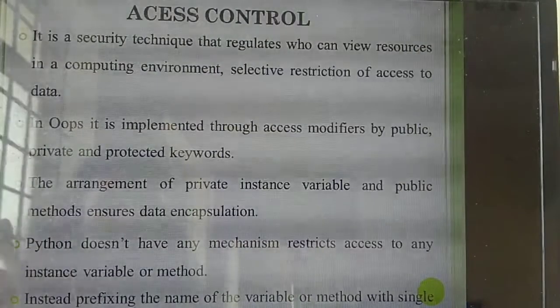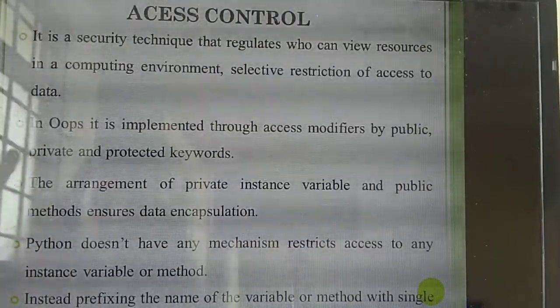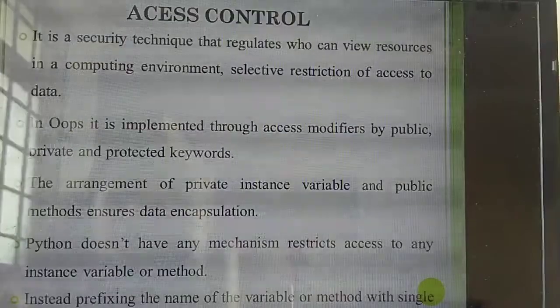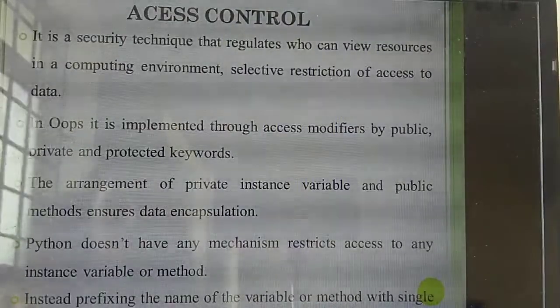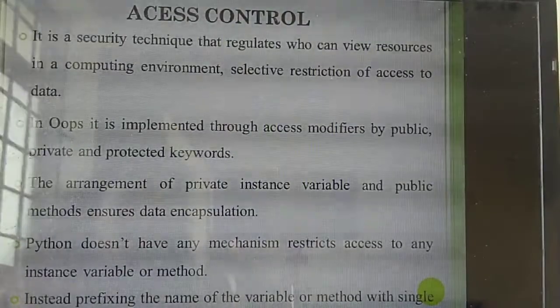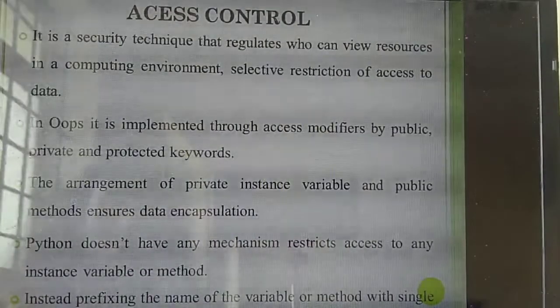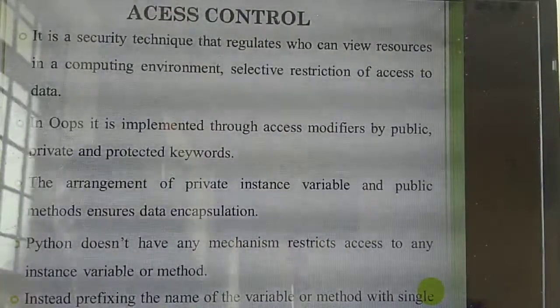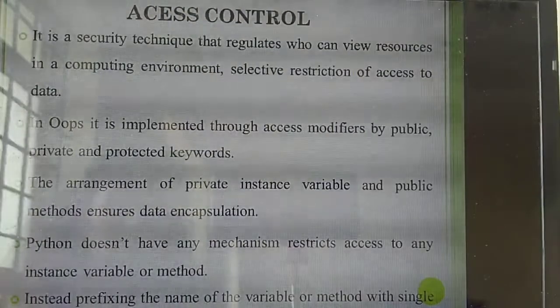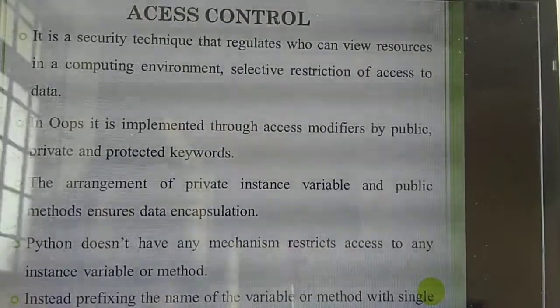Just think that one and start. Then only it is easily understood. It is a security technique that regulates who can view the resource in a computing environment. For example, when you are working in a particular environment, in a system or computer, who can view the particular resource? You alone means only. That is called access control.